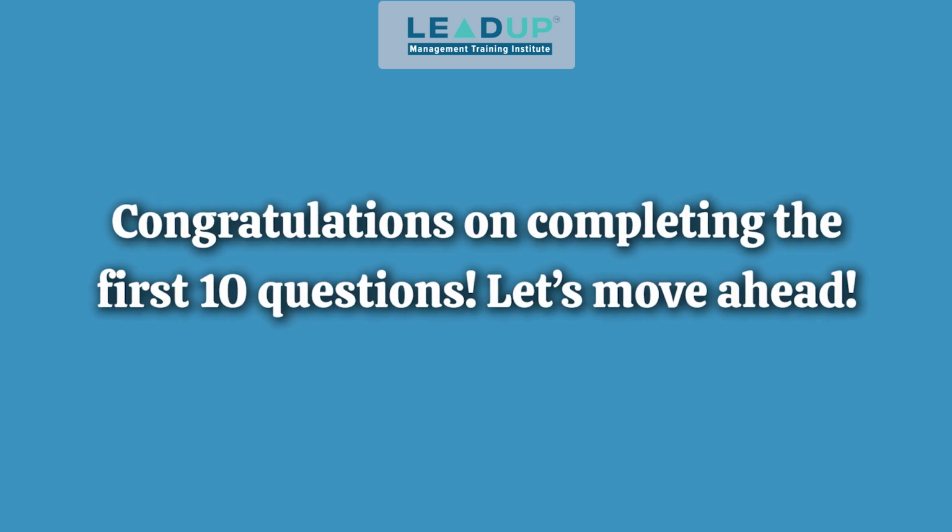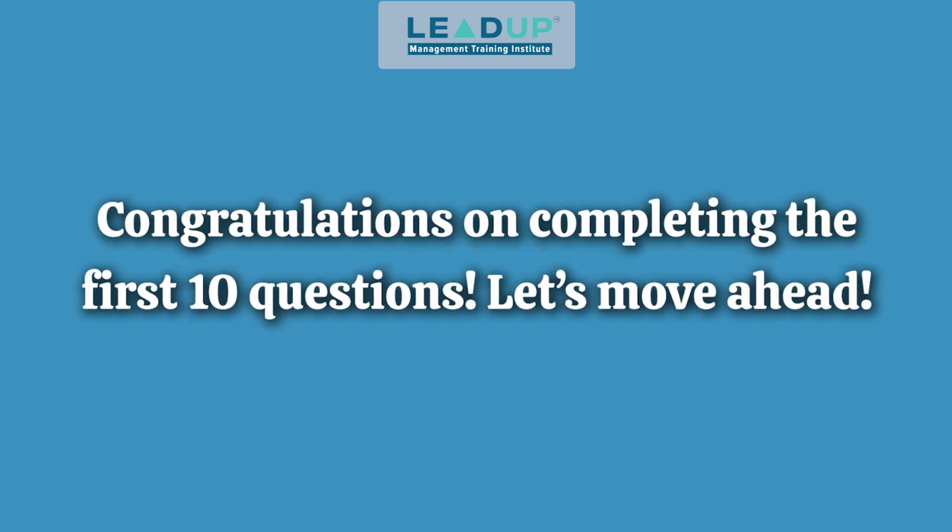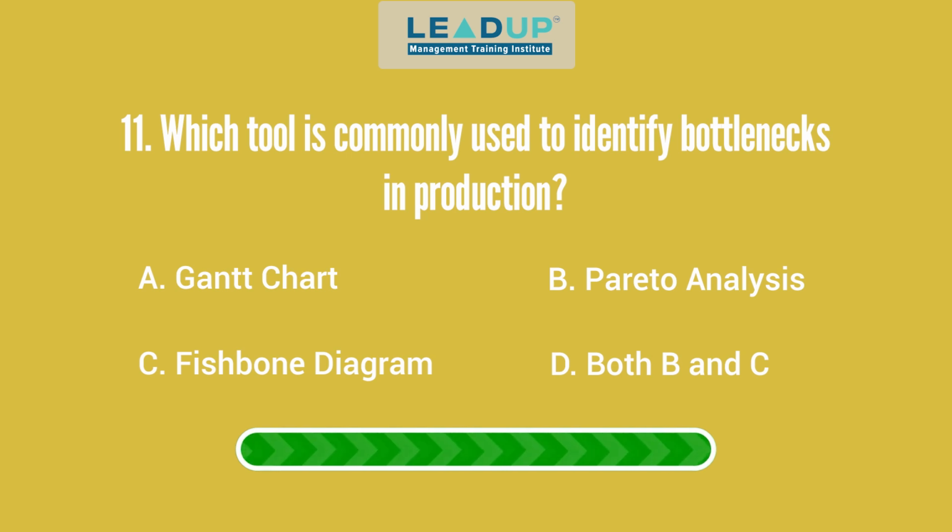Congratulations on completing 10 questions. Let's move ahead. Question 11. Which tool is commonly used to identify bottlenecks in production? A. Gantt chart, B. Pareto analysis, C. Fishbone diagram, and D. Both B and C. The answer is both B and C.